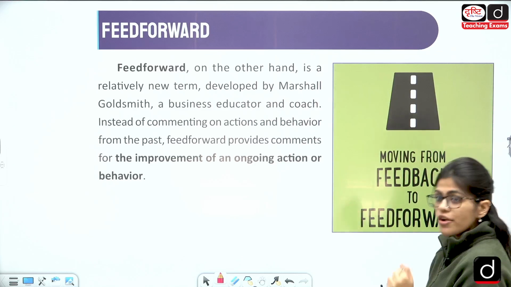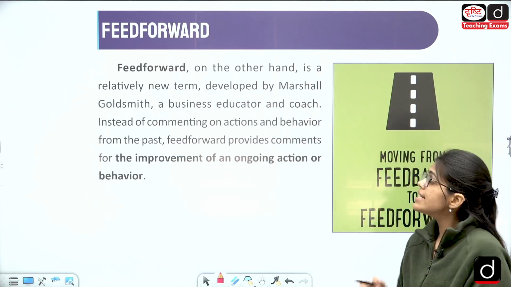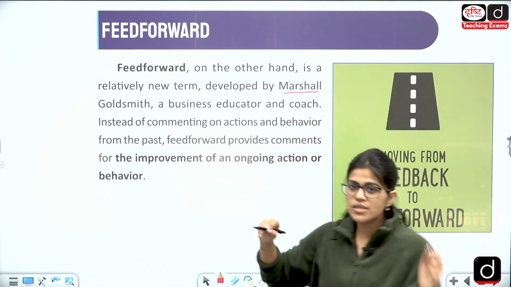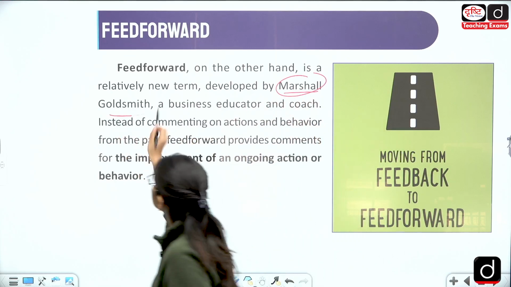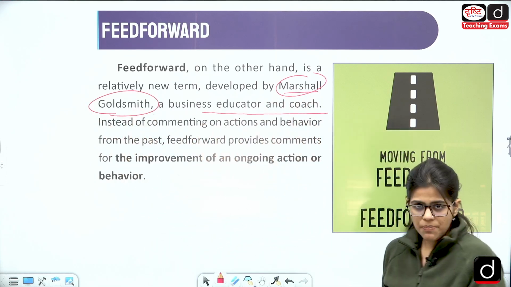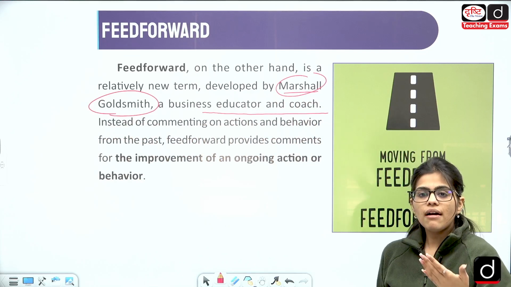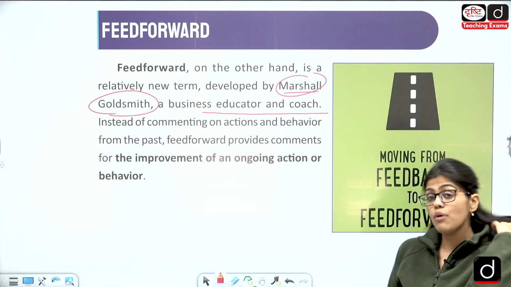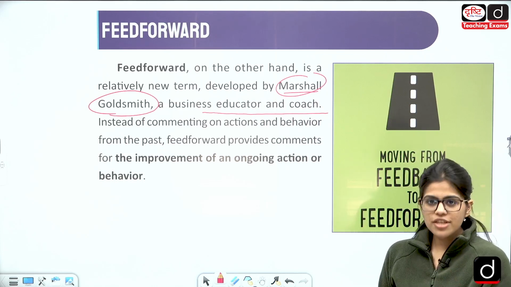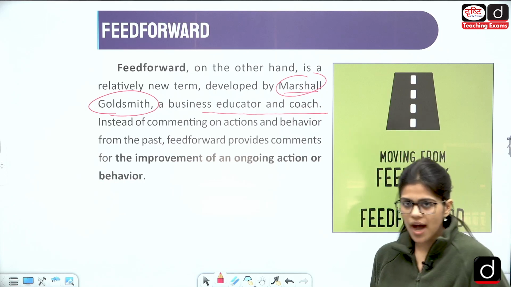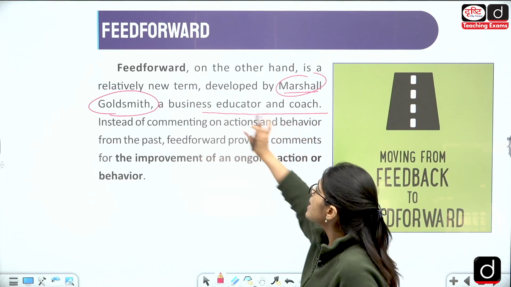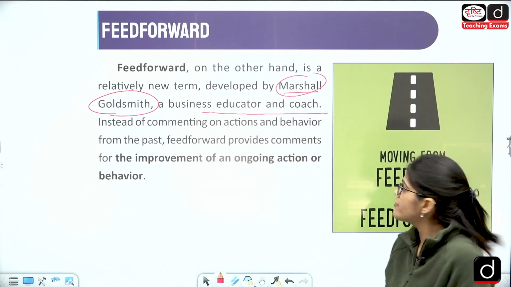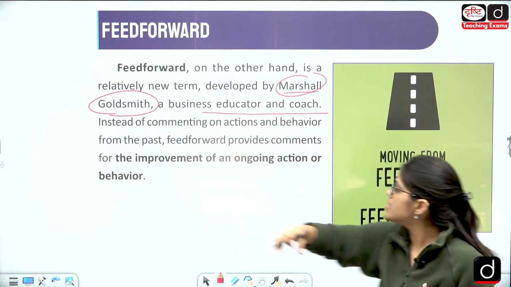So what is feed forward? Feed forward, on the other hand, is a relatively different and a very new term that was developed by Marshall Goldsmith. Marshall Goldsmith ने इसको coin किया है and he is a business educator. So this is a business terminology. It's a jargon that is basically used in business organizations. But nowadays, because business organizations also involve communication, this is also asked in our paper, right? So business educators as well as coaches tend to use this term called feed forward. Marshall Goldsmith has given this term, right?